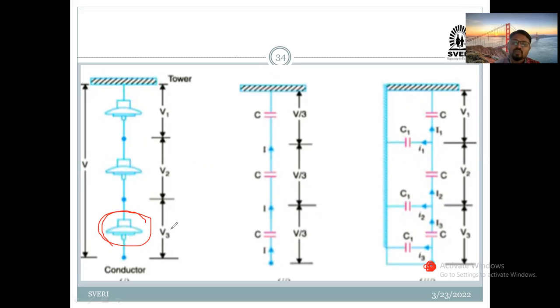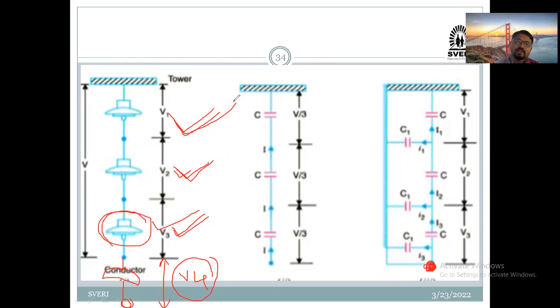Means what? The value of V3 is obviously greater than V2 and V1. V3 ची व्हॅल्यू ही V2 आणि V1 पेक्षा ऑब्व्हियसली जास्त असणार आहे. बर, त्याच्यानंतर if you can add again one disc here, okay, तुम्ही जर इथं अजून एक डिस्क ऍड केली, त्याच्या across जर voltage V4 असेल तर what is going to happen, the value of V4 is obviously greater than V3, V2 and V1.